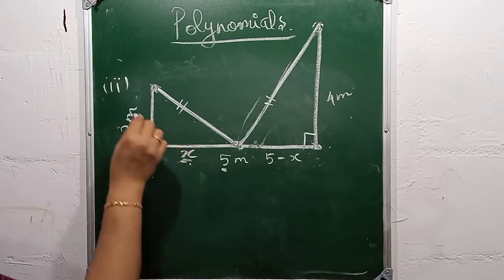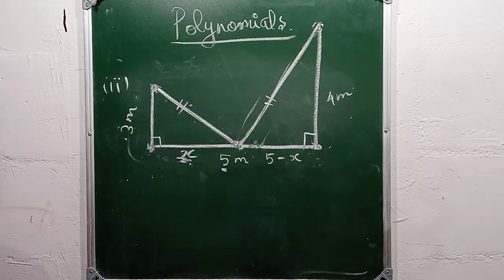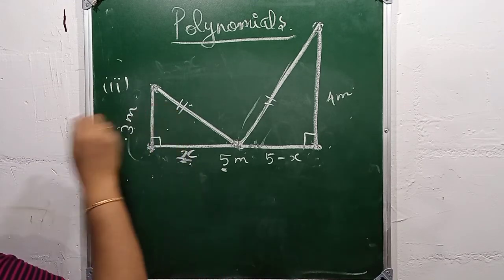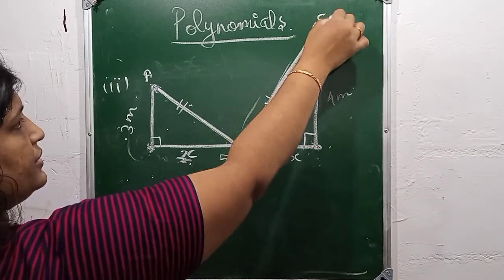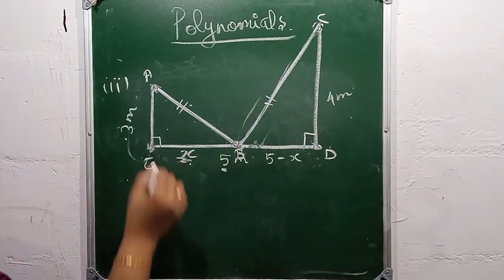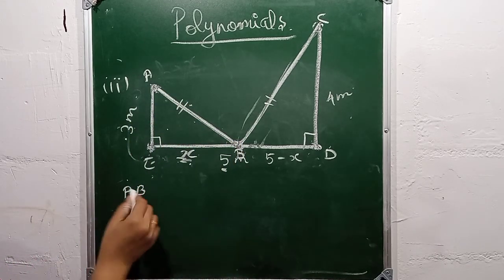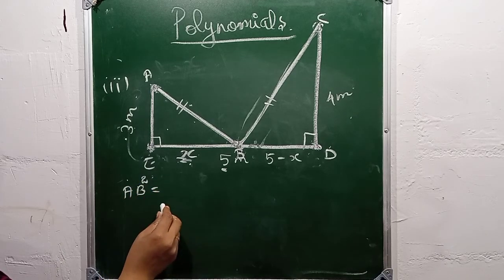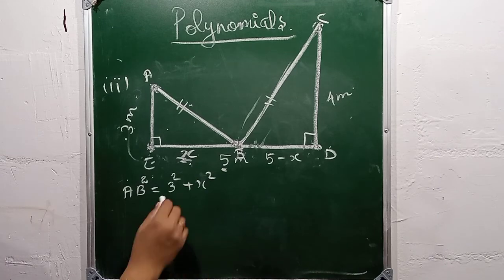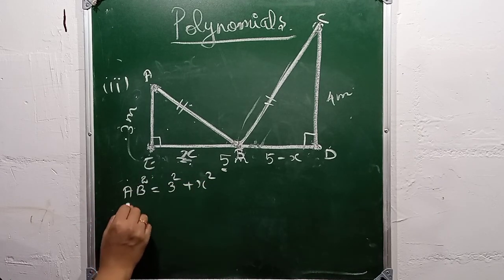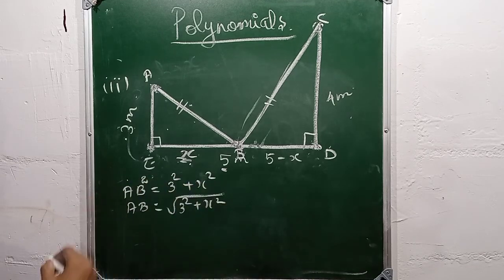So using this base and altitude, how do we find this hypotenuse? What is the length of this hypotenuse? First we are going to name the points: A, B, C, D and E. Then what is AB? How do we find AB? We know AB square is equal to 3 square plus x square. Then AB is equal to root of 3 square plus x square.